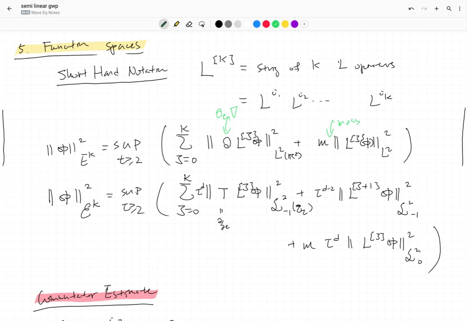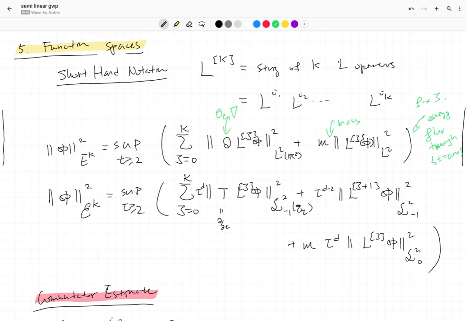So in other words, for a fixed J, this term here is nothing more than the energy flux through T equal to constant. Okay, this is what it is. And I'm summing over all possible derivatives of phi by these L operators up to kth order. So I'm adding all this up, and this is my space Ek.